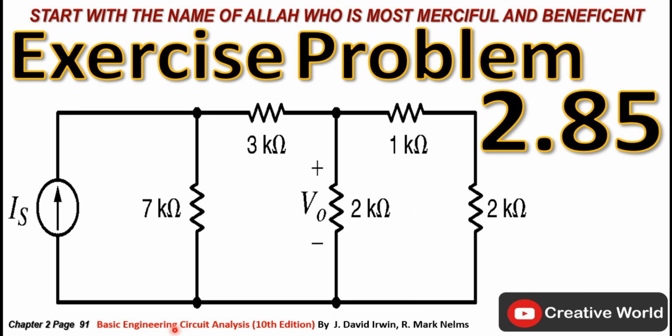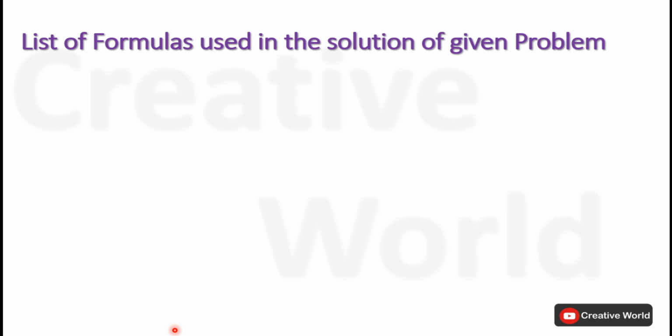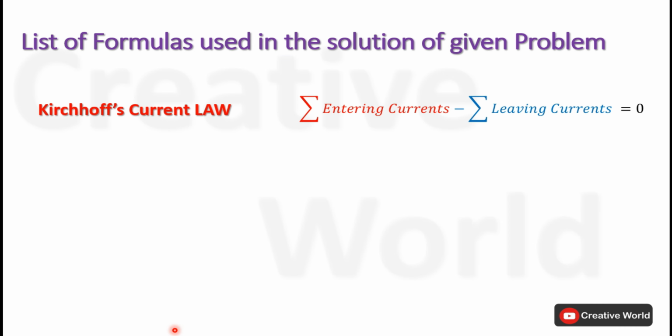Welcome to Creative World. In this video, we will solve Chapter 2 exercise problem number 2.85. While solving this problem, we will be using Kirchhoff's current law. According to this law, a cumulative current on a node inside an electrical network is always equal to 0. Sum of all entering currents on a node is always equal to sum of all leaving currents from that node.